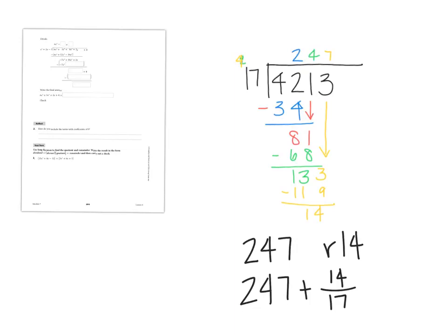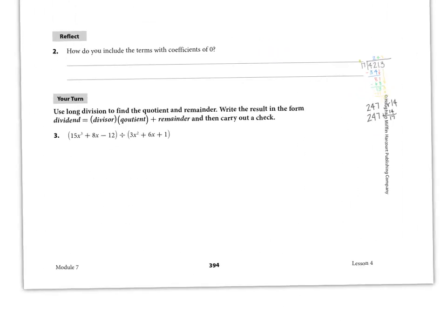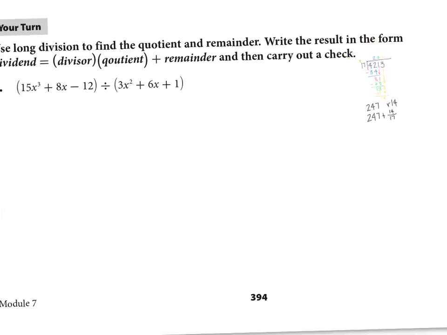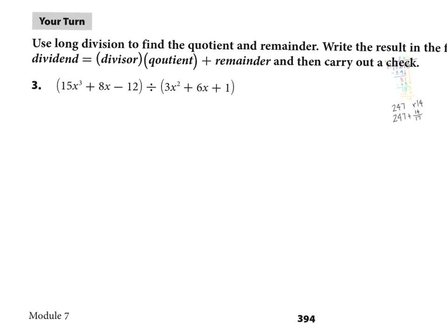So we're going to use this same idea of dividing numbers, and we are going to apply that to polynomials. So we're going to start with problem 3 on page 394. And they've already given us the problem, so I'm going to write it out. I'm going to draw my little division house. Okay, so I have the polynomial 15x to the third plus 8x minus 12 divided by 3x squared plus 6x plus 1. Where is the 15x to the third plus 8x minus 12 going to go?